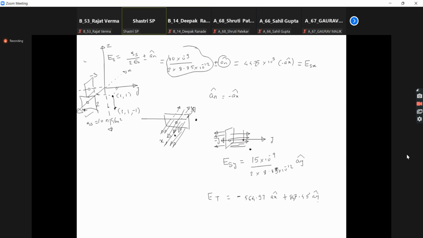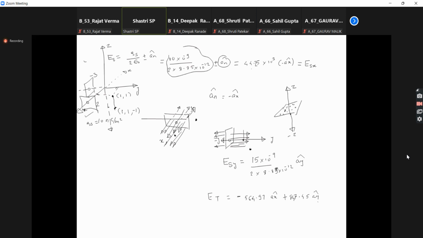Okay. So for that, suppose you look at this one. I will draw a fresh sheet here. Suppose this is the z-axis. Let us consider this is the z-axis. And your sheet is present like this. And it contains charges.